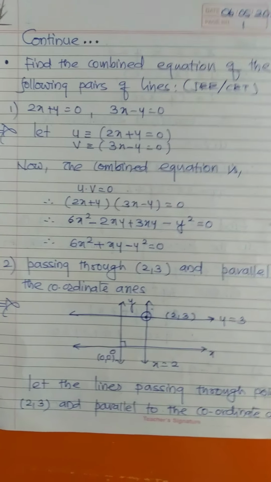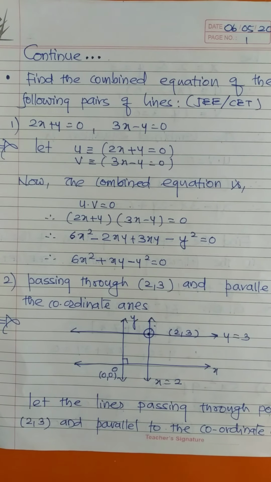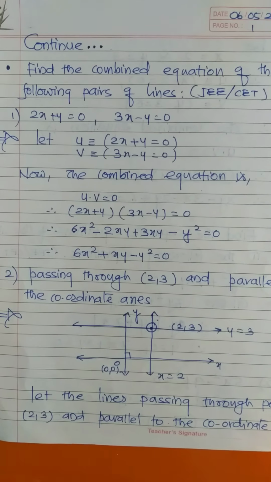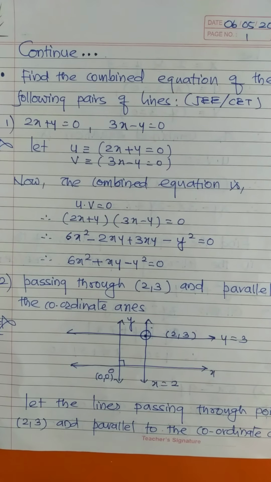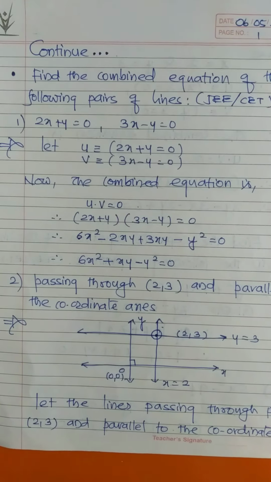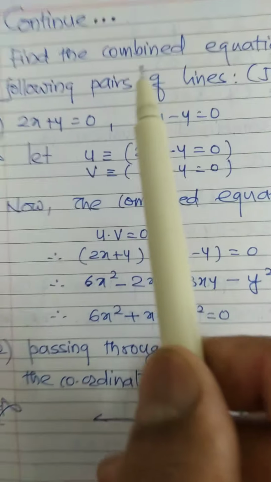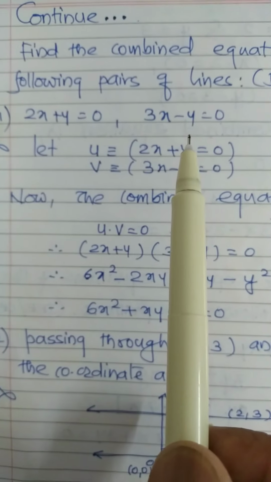Again, we have to continue the part of straight line. We have already studied three theorems, so depending on that we have to solve certain examples. These examples are also important from the point of view of JEE and CET. So the first question is: find the combined equation of the pair of straight lines.